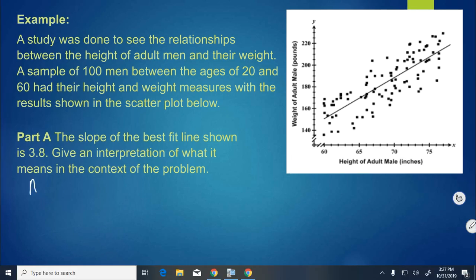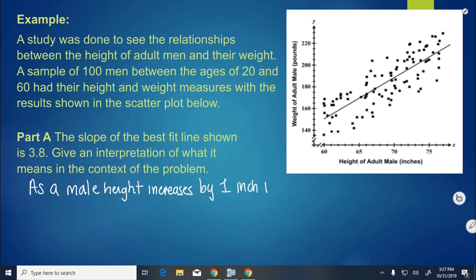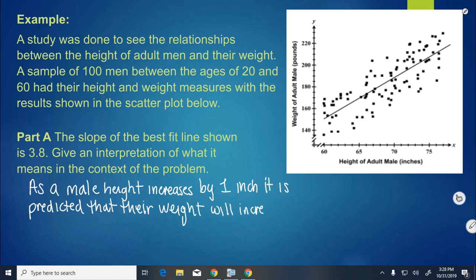So as a male's height increases by 1 inch, it is expected, or predicted, we could say, by the line, that their weight will increase by 3.8 pounds.